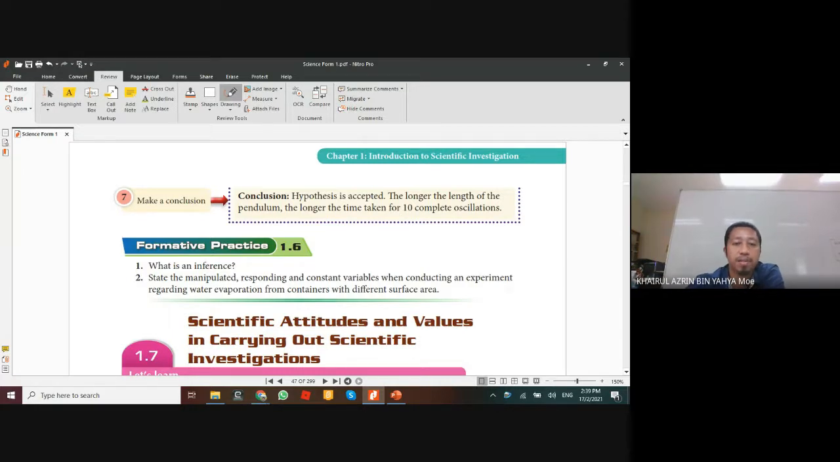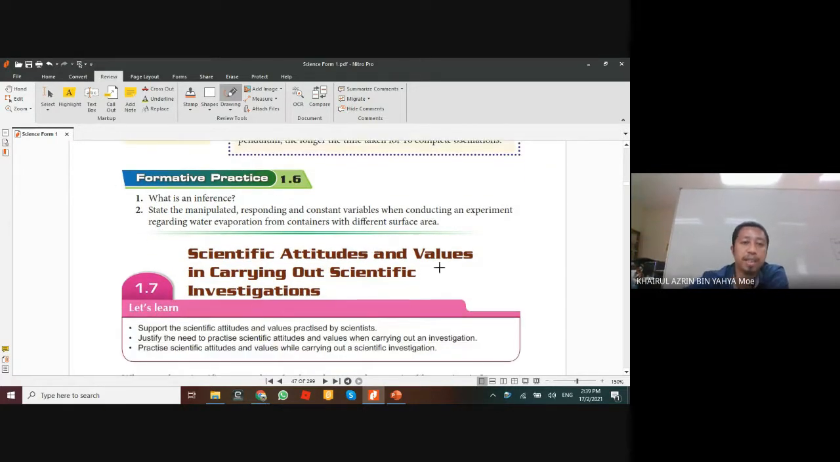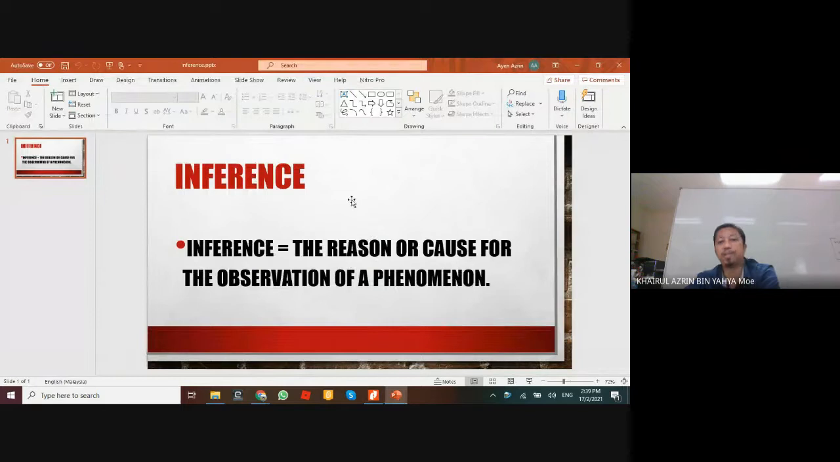Now we go to formative practice 1.6. What is an inference? What is inference? I'll read here already. Inference.